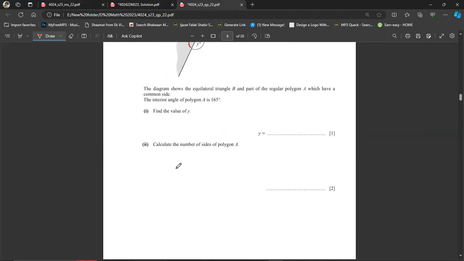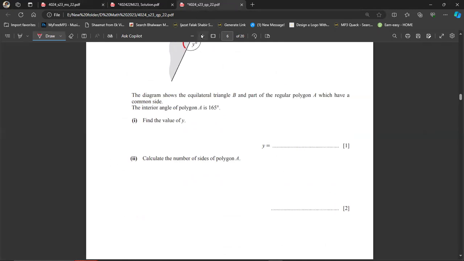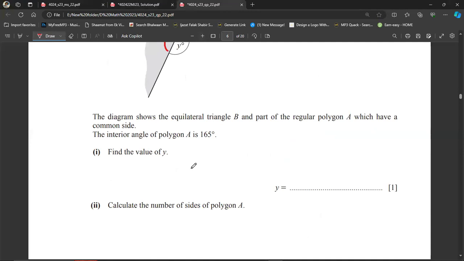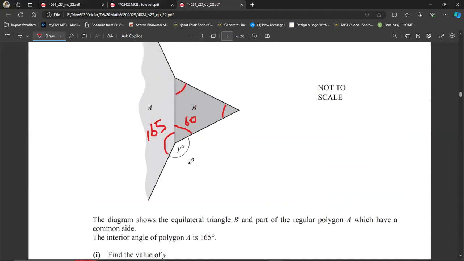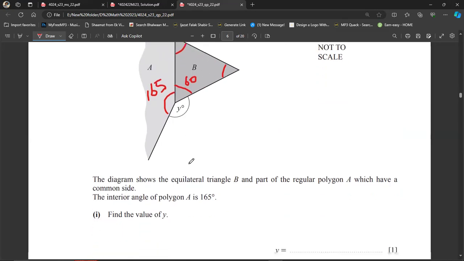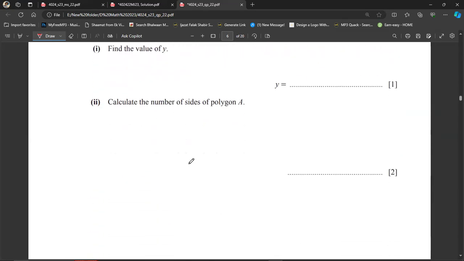Okay, so he says to calculate the number of the sides of the polygon A. If you want to find out the number of the sides of the polygon A, the interior angle of the polygon A is given, and it's a regular polygon. In the case of a regular polygon, if you want to find out the interior angle, it's very simple. The formula is 180 bracket start n minus 2 bracket close divided by n.